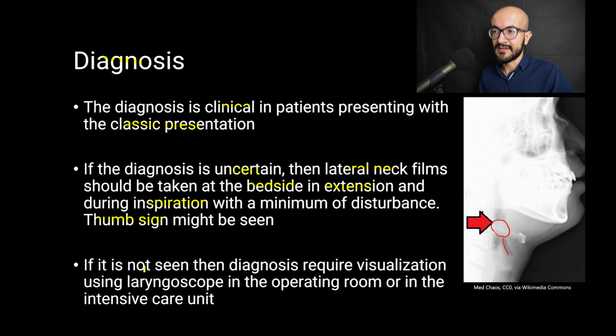And if the thumb sign is not seen, then diagnosis requires visualization using a laryngoscope in the operating room or in the intensive care unit. That is because visualization is an anxiety-provoking procedure, and it might lead to airway compromise. And if you are in the operating room or the intensive care unit, you have access to intubation tools and ventilators which are required to keep the patient alive.